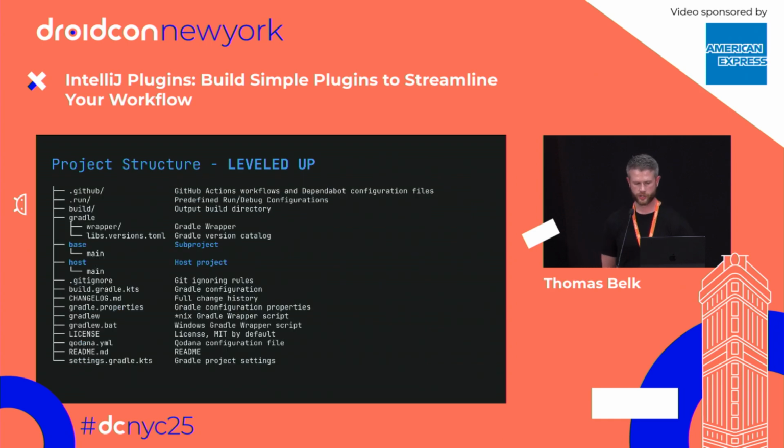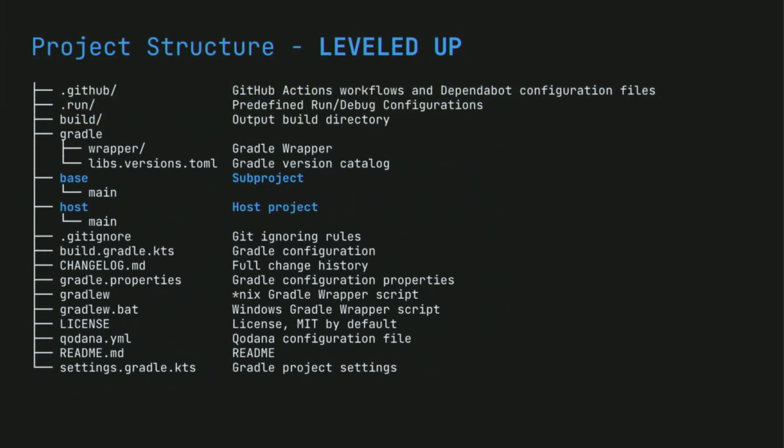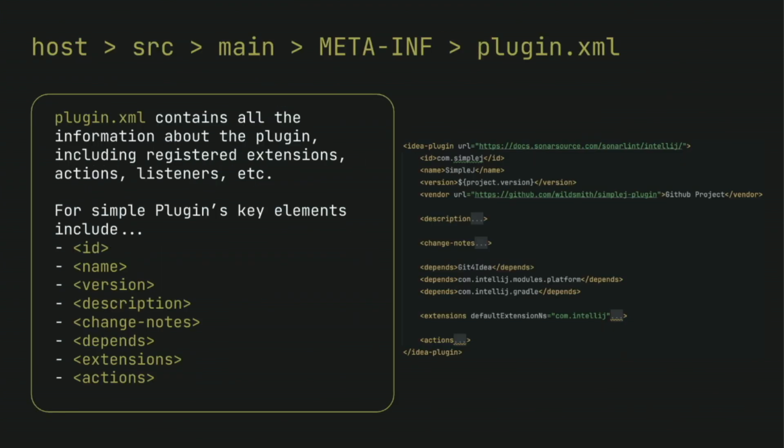Now, the updated project structure, once we apply those plugins, should look something like this, where we have a highlighted host and a base. The project now contains both of those modules. Shareable extensions would go into base, while host contains logic, actions, and code specific to the plugin that it outputs.